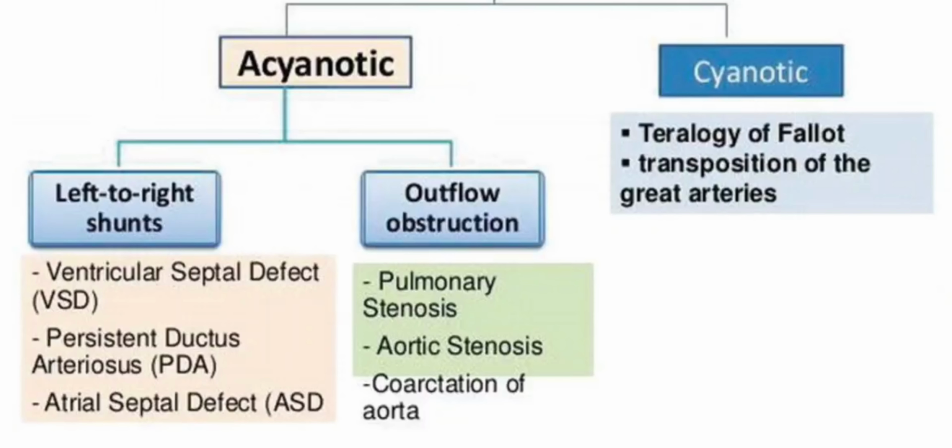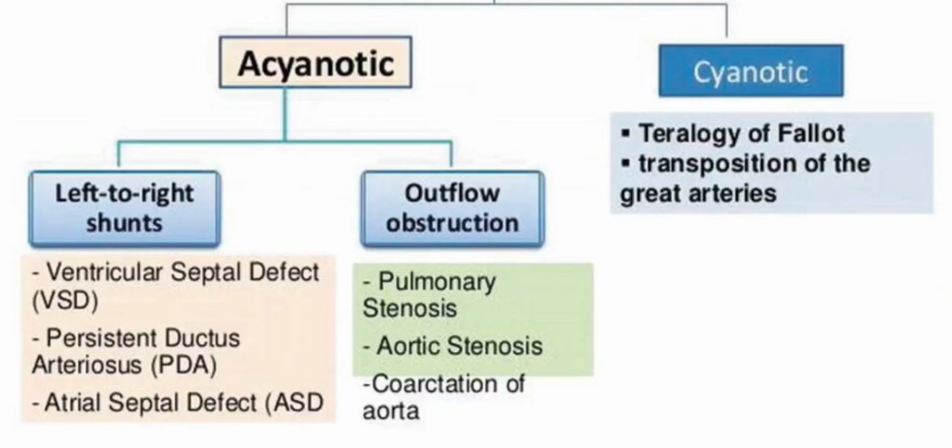This is a brief classification of congenital heart diseases. Note that this is not a comprehensive list. So congenital heart diseases can be divided into cyanotic and acyanotic diseases. Acyanotic consists of left to right shunts, and acyanotic diseases that arise due to outflow obstruction.